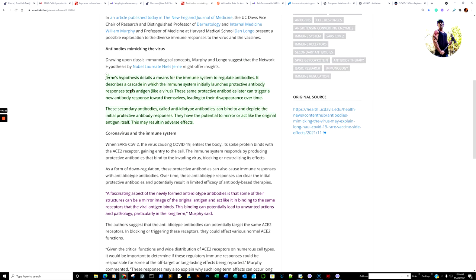The hypothesis details the means for the immune system to regulate antibodies. It describes a cascade in which the immune system initially launches protective antibody responses to an antigen-like virus. The same protective antibodies later can trigger a new antibody response toward themselves, leading to the disappearance over time. And now, a lot of people are aware of the waning antibodies in regard to vaccinations. And again, just to highlight an observation, these secondary antibodies called anti-idiotype antibodies can bind and deplete.